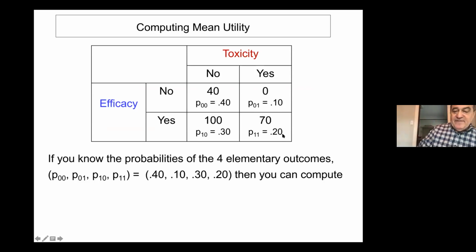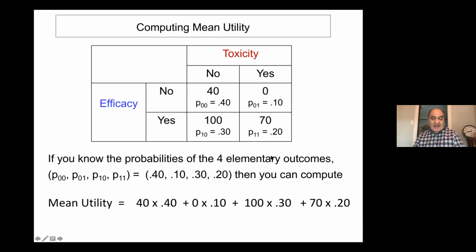In real life and during a trial, what we actually do is estimate them. But let's suppose those probabilities are 0.4, 0.1, 0.3, 0.2. Then I can compute the mean utility. All I do is take the weighted average of these utilities, where the weights are the probabilities, and I get the magic number of 60. So if I do this for each dose, then I can compare the doses based on their mean utilities. We've been doing this for about 10 or 15 years now at MD Anderson.